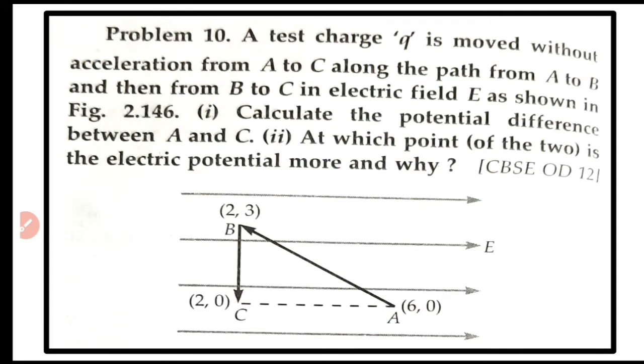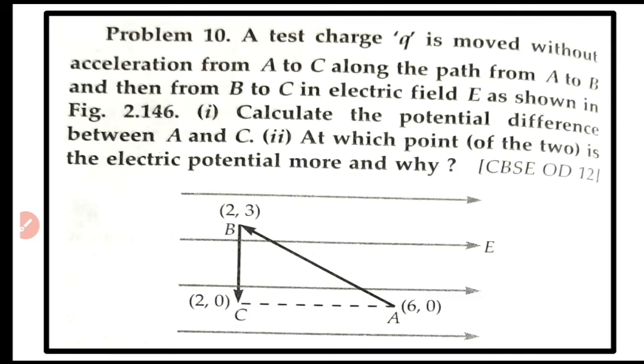Similar question: a test charge Q is moved without acceleration from A to C along the path from A to B and then from B to C in the electric field E as shown in figure. Calculate the potential difference between A and C. At which point of the two is the electric potential more and why? Here the electric field value is not given, it's given only as E. The coordinates of the 3 points are given.